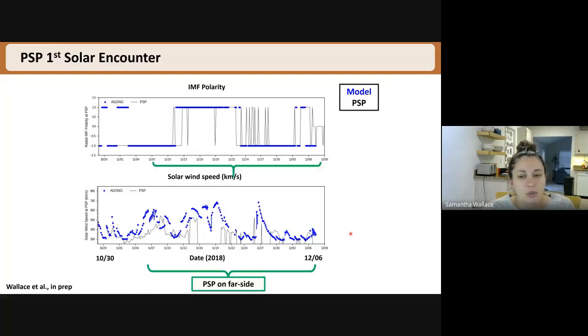And also for a large portion of this encounter, Parker is on the far side of the sun, so overall we obtained pretty good agreement between the IMF and solar wind speed. And this is in large part due to there not being any substantial new active region emergence during this time. So we're actually pretty fortunate to be able to capture this encounter so well.